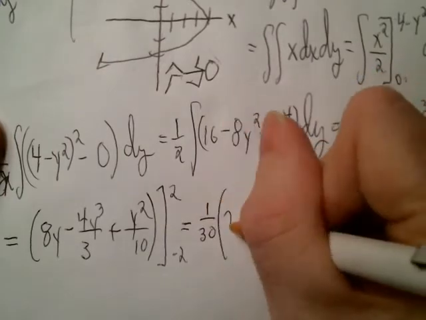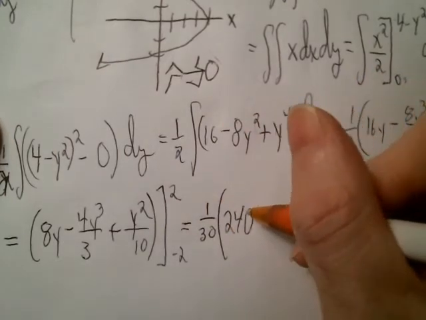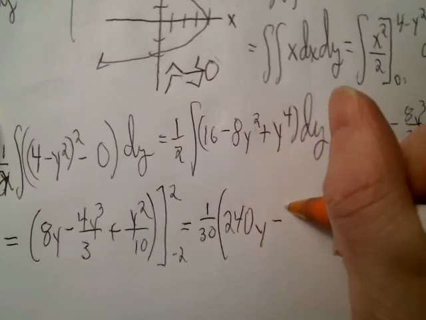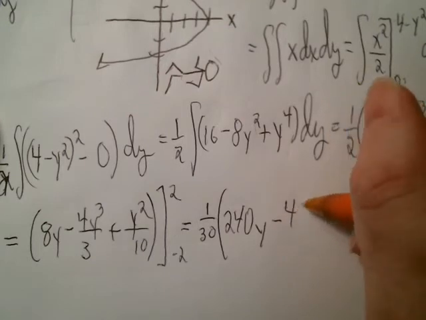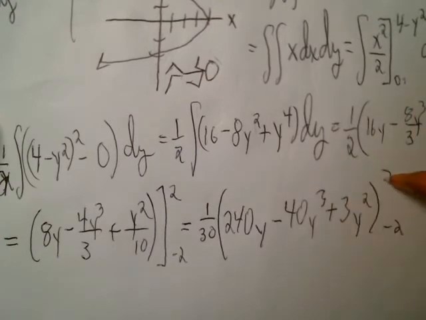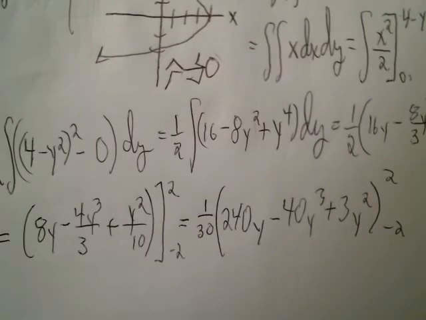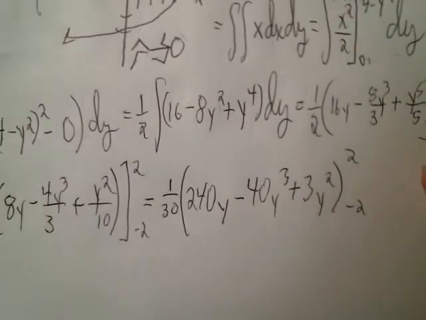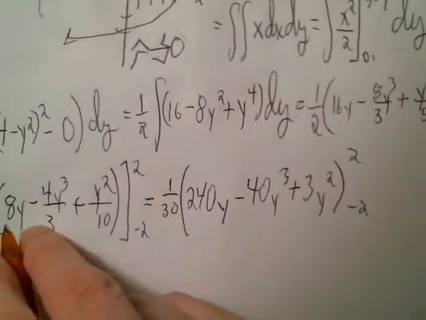And then on the inside, I'll have 240y minus 40y cubed plus 3y squared, from -2 to 2. Maybe this doesn't help very much, but we can go ahead now and go to our calculator, which I don't have on me, and evaluate this thing. I guess I could do it by hand, but all right, sure, why not?